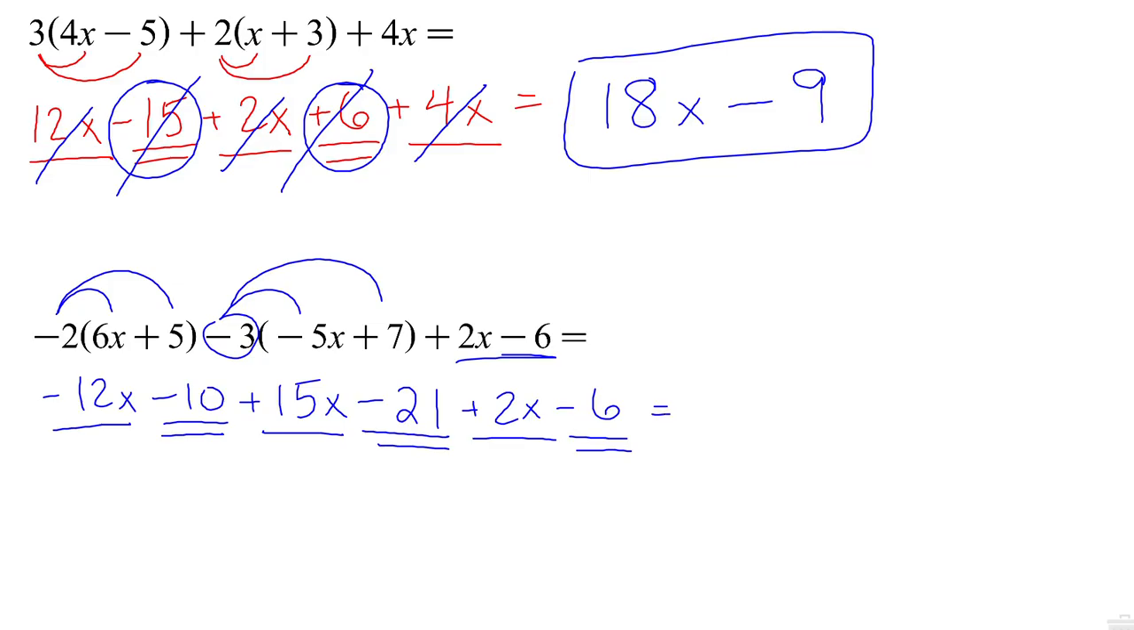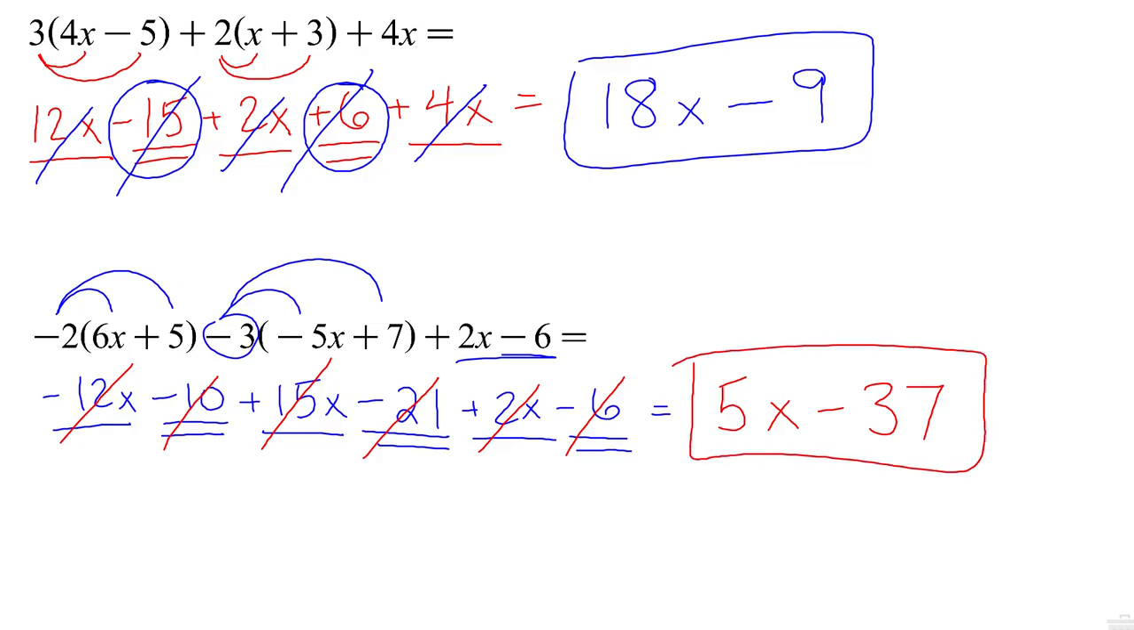And as I combine the like terms with the x's, negative 12 plus 15 is 3, and 3 plus 2 is 5, so we'll get 5x. And we have negative 10 minus 21 will now be negative 31, and negative 31 minus 6 is going to be minus 37. So our final answer here is 5x minus 37.